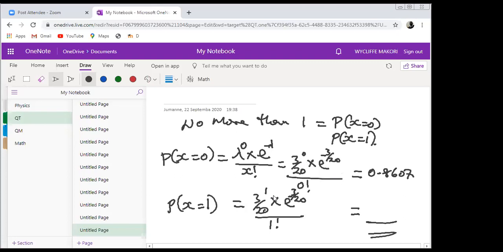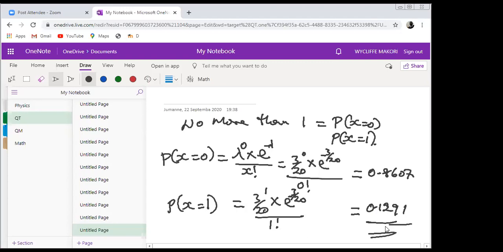You come here, you do 3 over 20 power 1, which is the same as 3 over 20, times e power negative 3 over 20, which is the same as 0.129106. 1 factorial is the same as 1 also. So it remains 0.1291. Then you add the 2.